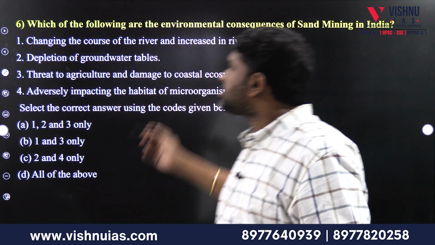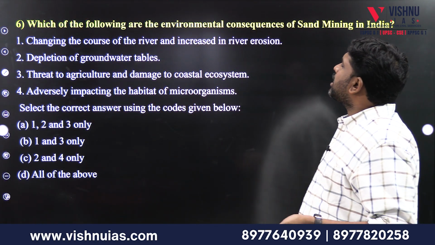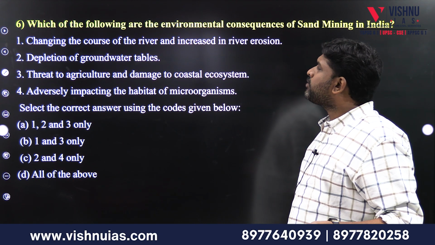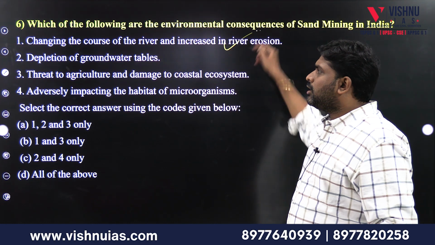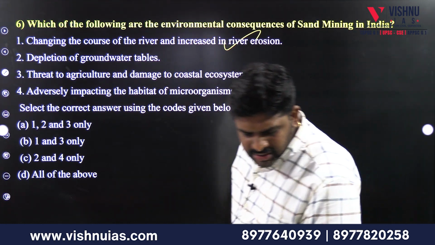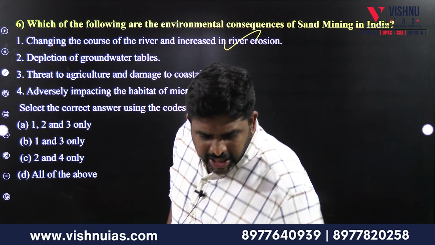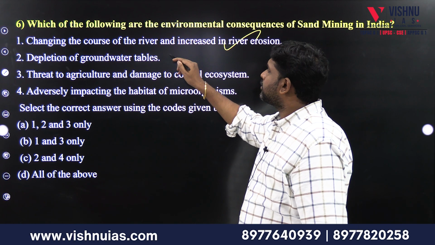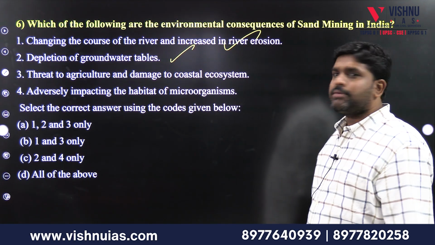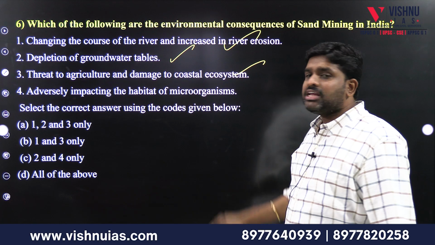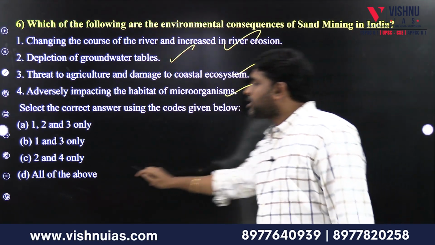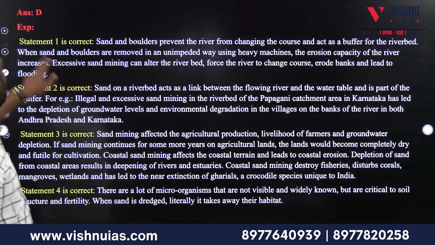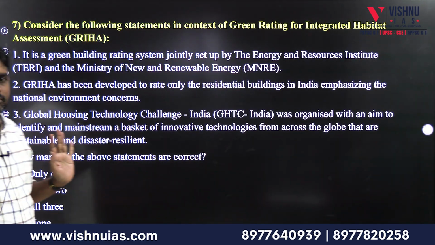Construction sector. So first statement. Which of the following are the environmental consequences of sand mining in India? Changing the course of rivers and increase in river erosion, 100%. Depletion of groundwater table. See, when sand is up to here, water will be here. When I remove it, the water will go deeper, no? So groundwater table will decrease. Yes. Threat to agriculture and damage to coastal ecosystem. Adversely impacting the habitat of microorganisms. So answer is all of the above. Common sense.